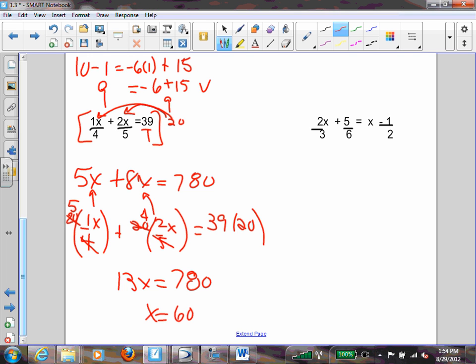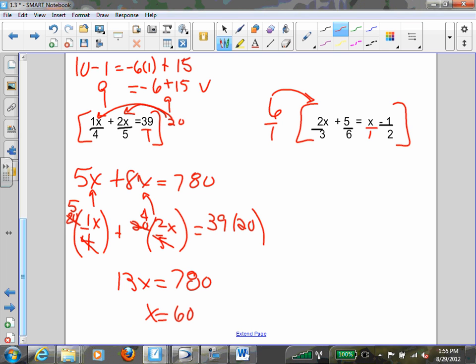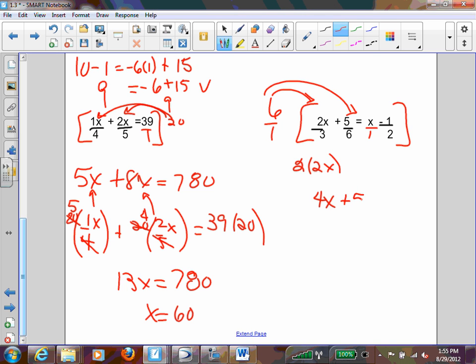Now be careful, because if one of them doesn't have one, like this x, put it over 1. Everything has to have a common denominator. What is my common denominator? Go smaller. 6. If I take the 6 times the 2/3, 3 goes into 6 how many times? That means I'm left with 2 times 2x, or if I take the 6 times the 5, 6, what am I left with? 5 times the 1, right?